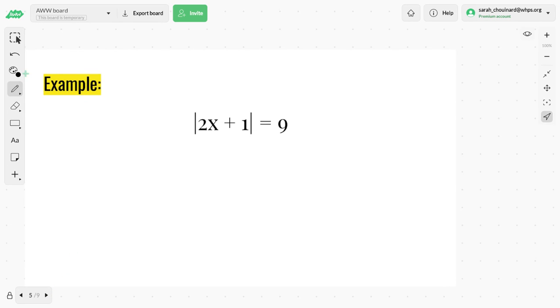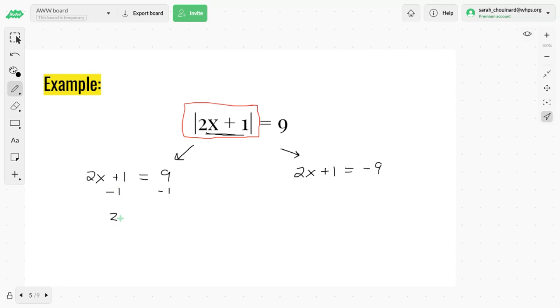Okay, so my first step technically is to isolate the absolute value. But if we look at it, the absolute value is already by itself on the left-hand side. So we can go straight to step 2, which is to make two different equations. The first one is going to be the inside equal to the positive answer. The second one is going to be the inside equal to the negative answer. So 2x plus 1 stays in both cases. It's the 9 that becomes either positive or negative to represent the distance to the right and the distance to the left on the number line. Then we just solve each equation separately.